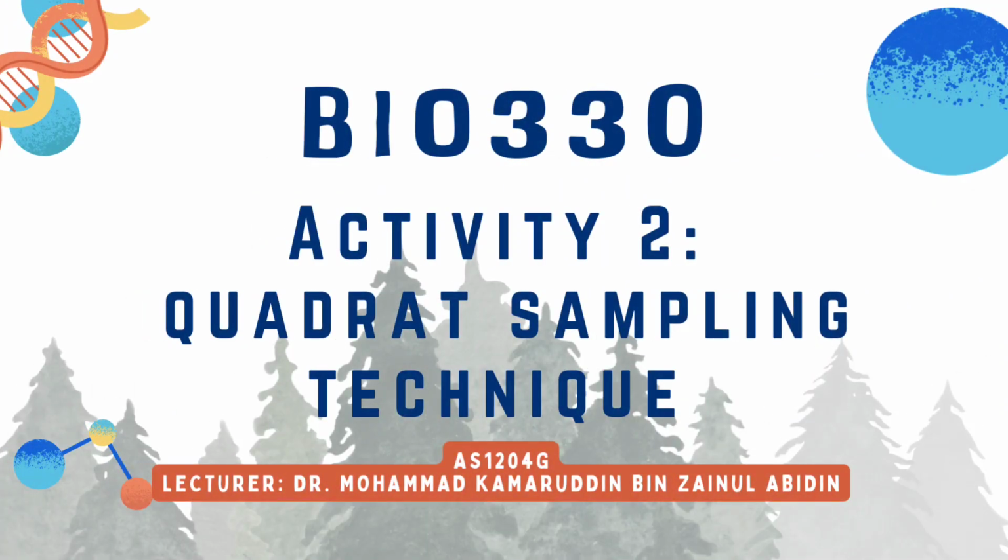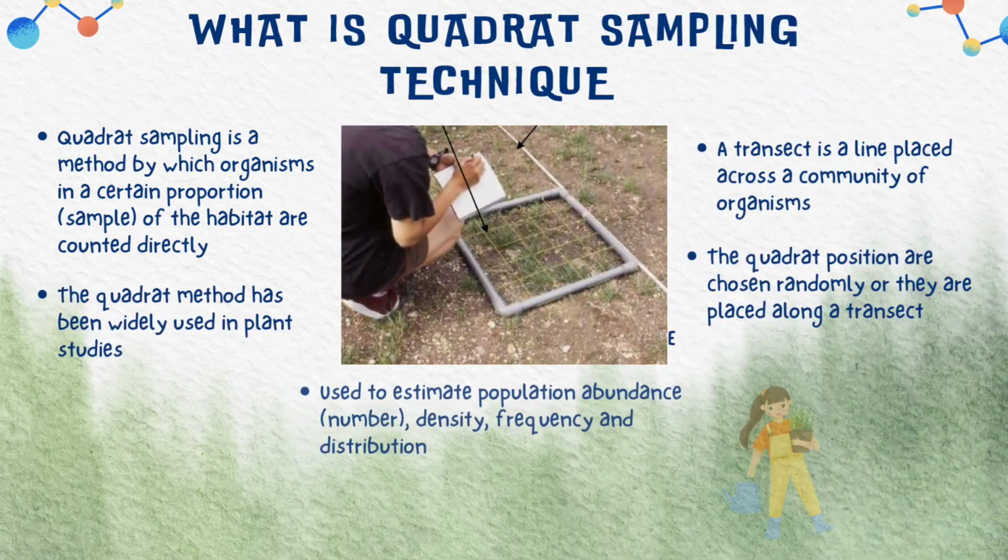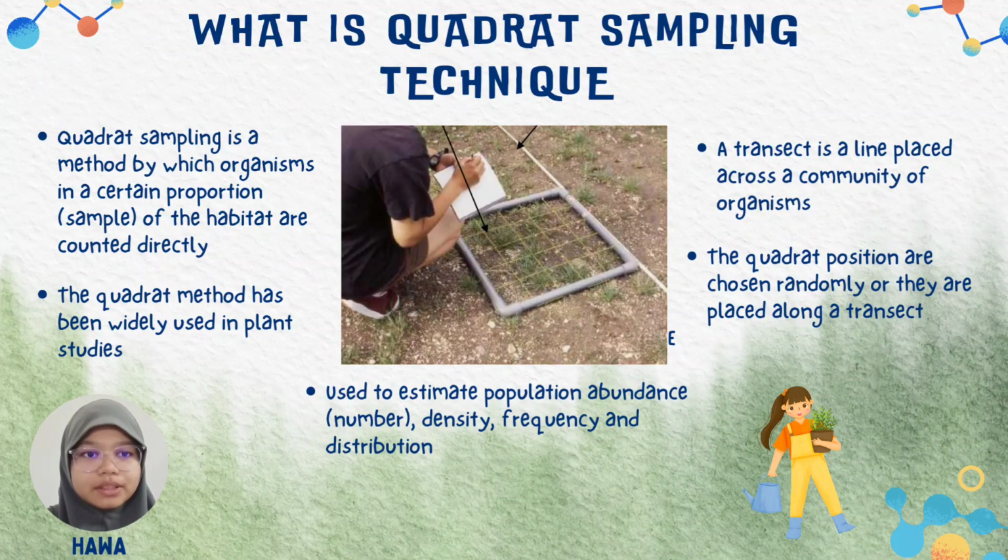And on to the next activity, which is the quadrat sampling technique. I'll be explaining what the quadrat sampling technique is. First of all, what is quadrat sampling? Quadrat sampling is a method by which organisms in a certain place of the habitat are counted directly. This quadrat method has been widely used in plant studies, and it has been used to estimate population abundance, density, frequency, and distribution.